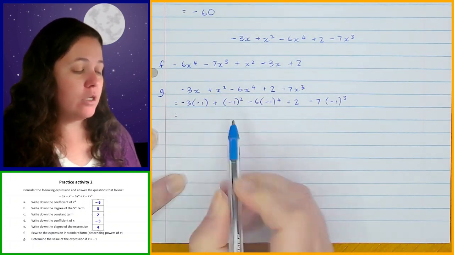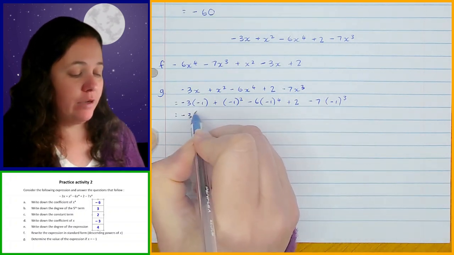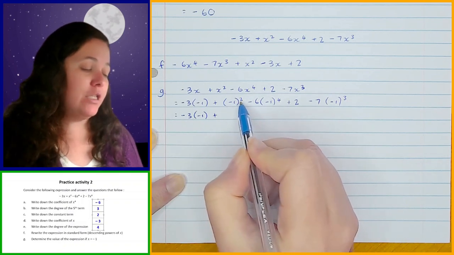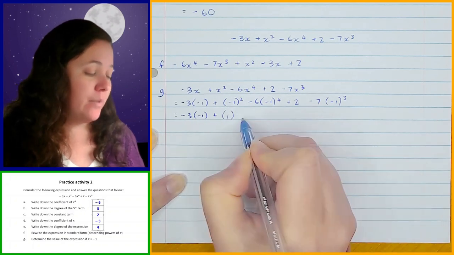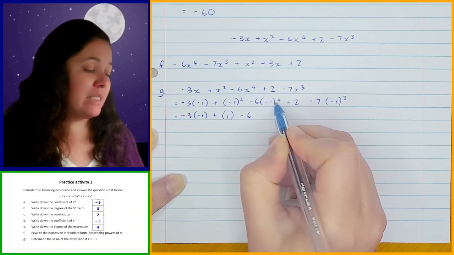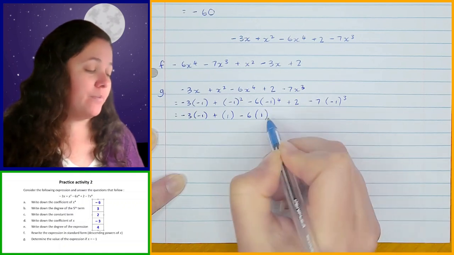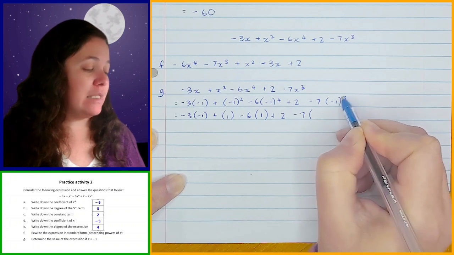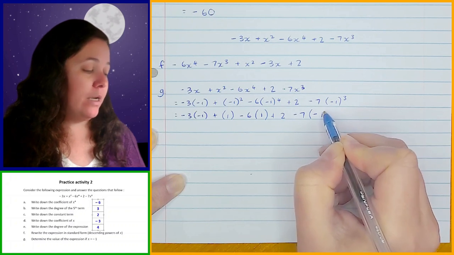Okay, so first I'm going to sort out all of my exponents, and then I'll come back to the multiplication. So I have negative 3 times negative 1 plus, then negative 1 squared. This is an even exponent, so that's going to be positive. And 1 squared just stays 1. Minus 6, and then negative 1 to the power of 4. Again, it's an even exponent, so that's going to be positive. So it's just 1, because 1 to the power of 4 is 1. Plus 2, minus 7. Then here I've got negative 1 cubed. This is an odd exponent. That means that that's going to stay negative, and 1 cubed is still 1.